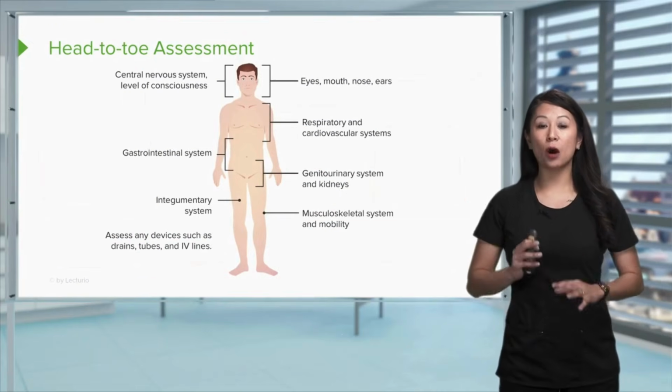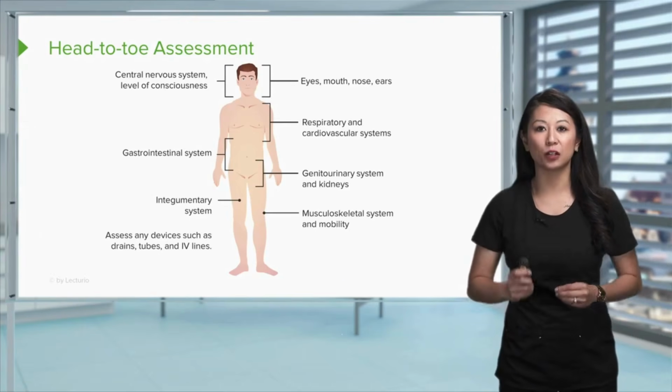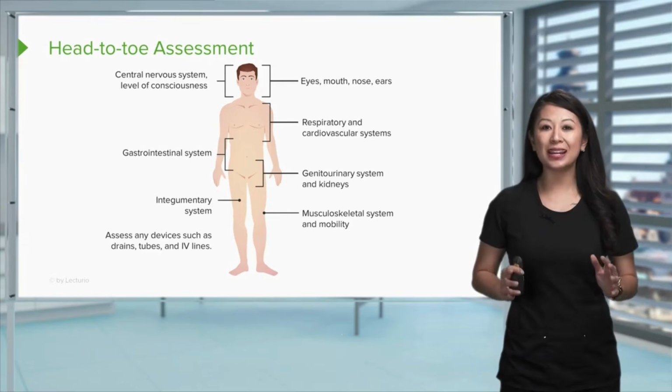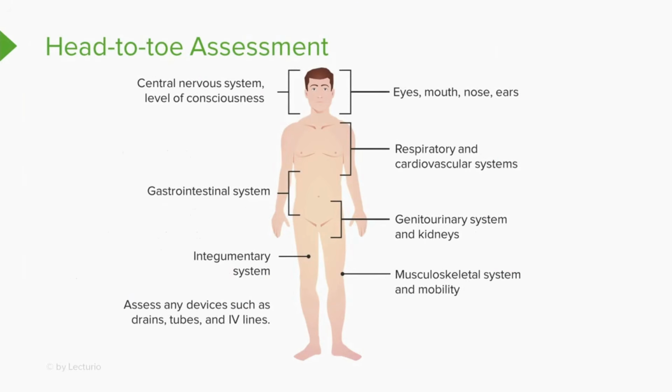So now let's look at how we divide up a head-to-toe assessment. Again, every nurse's practice is a little bit different, but this is a great guideline to check on your body systems. If you take a look here at the top, when we look at the head, we're looking at the central nervous system, we're seeing their level of consciousness, their orientation, we see their skin, their eyes, their nose. All of this in the head area covers quite a bit.